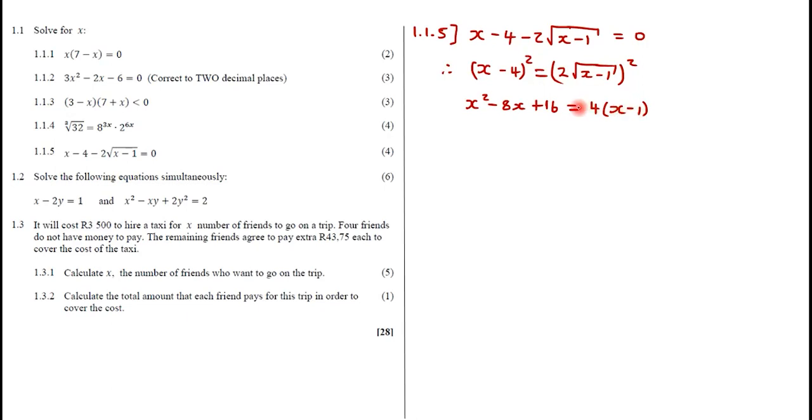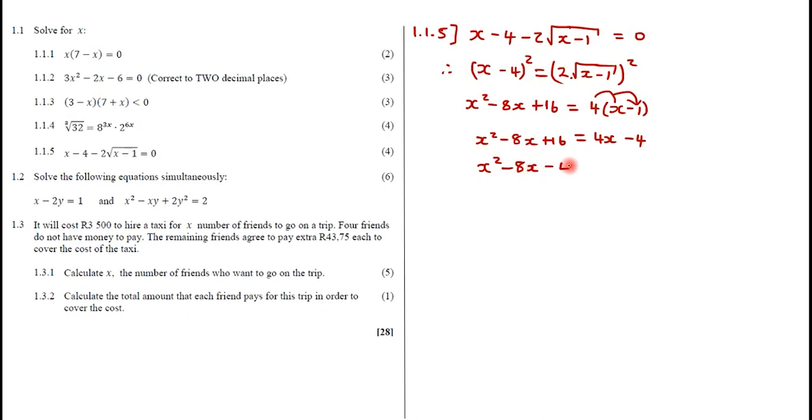Now notice that I put a bracket here. The reason I'm putting the bracket is because this 2 was multiplying with the square root, which means whatever I get there, I still need to multiply it again. So when I multiply it again, I get 4x minus 4. If you remember, I still have my x squared minus 8x plus 16. And then I'm going to make it standard form.